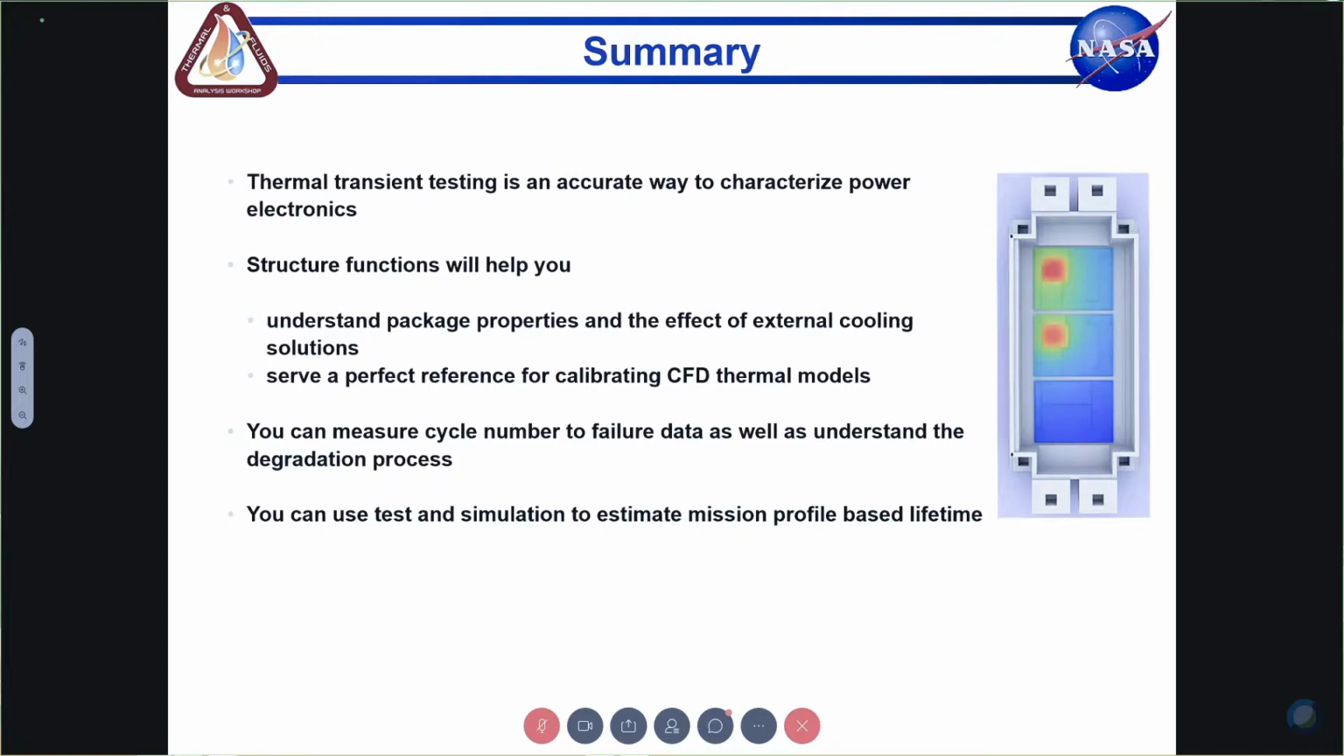I see we got one. What types of electronics components and parts can be characterized using thermal transient test methods?